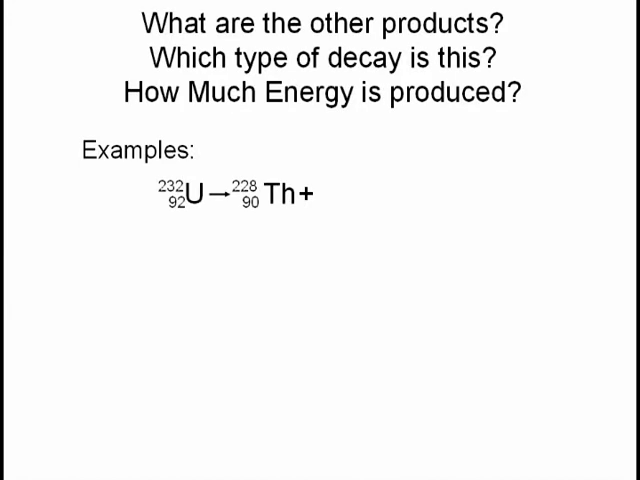So let's look at some sample problems. What are the other products? Which type of decay is this? And how much energy will be produced? Looking at the top numbers, we're going from 232 down to 228. That's a difference of 4. The bottom number is going from 92 down to 90. That's a difference of 2. So this tells me that the other product is a helium atom, and that tells me that it's alpha decay.